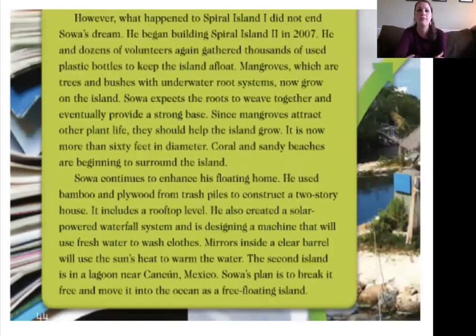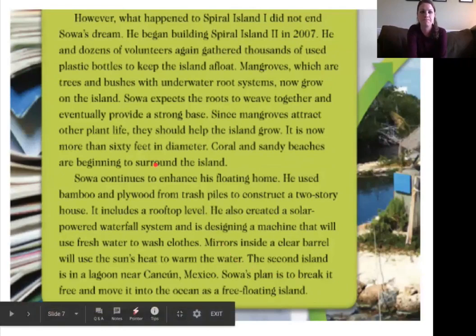That's what you're going to read about in paragraph 3. What does Soa do in response, and how does he adapt? Go ahead and read.